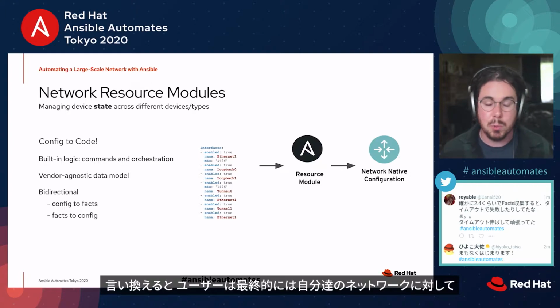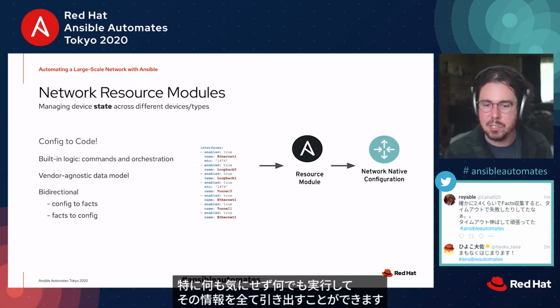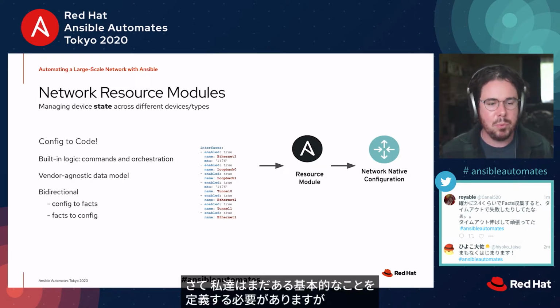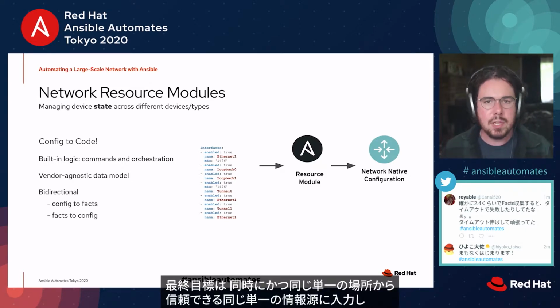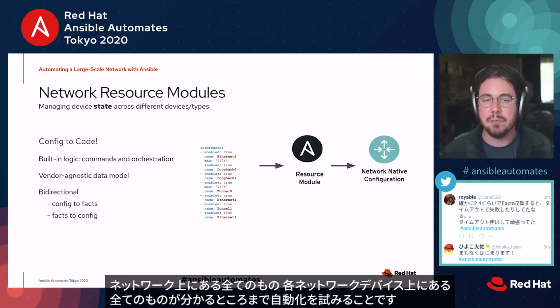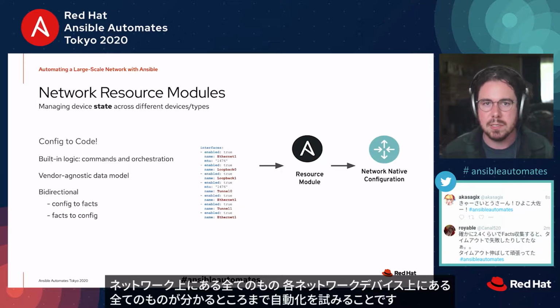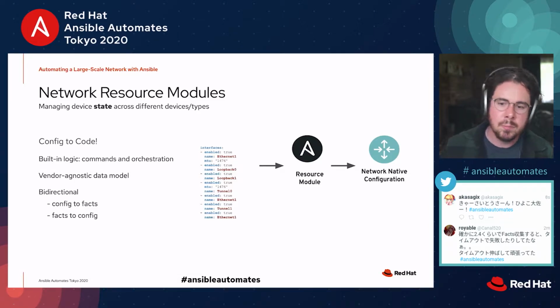So in other words, you should be able eventually to run everything blindly against your network and pull back all that information. Now, in the meantime, we do still have to define some basic things, but the end goal there is that we are trying to get automation to the point where you can determine everything that is on your network and everything that's on your individual network devices at the same time and from the same single place, putting it into the same single source of truth.